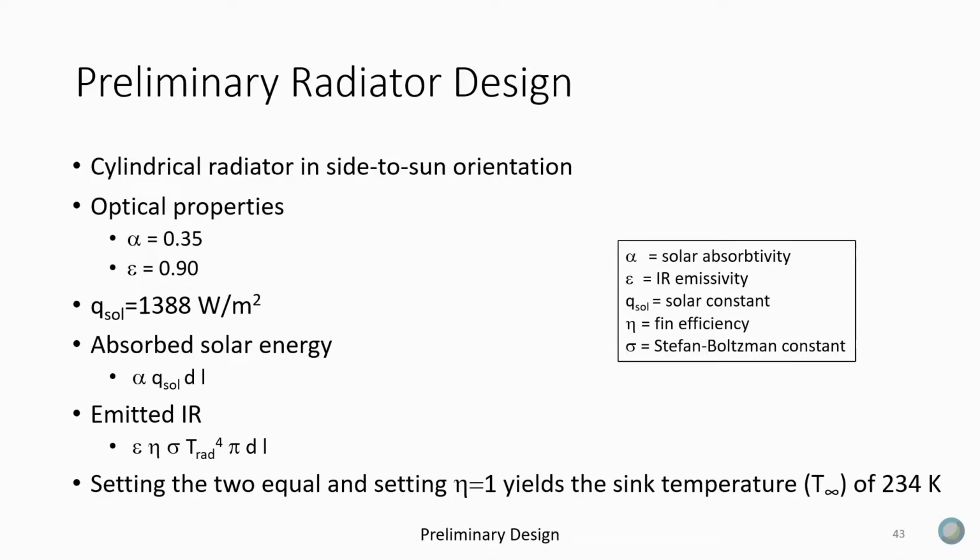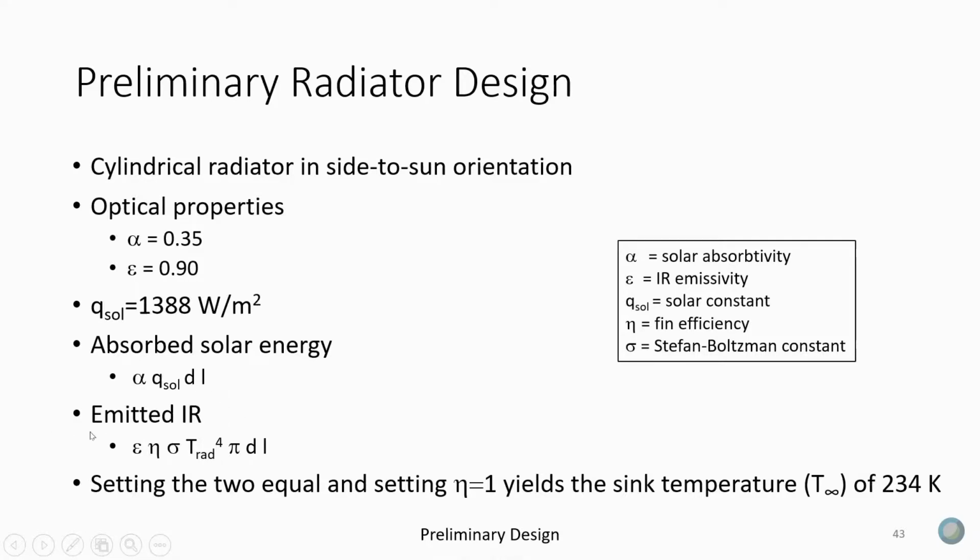So I kind of brushed over what the sink temperature is. And that gets to be probably the biggest part of your problem, is trying to figure out what your sink temperature truly is. And so you can start by looking at a cylindrical radiator and a side to sun orientation. So let's just look at a cylindrical radiator. By coincidence, this is what Gateway looks like. It's a body mounted cylindrical radiator. Side to sun is your sizing case.